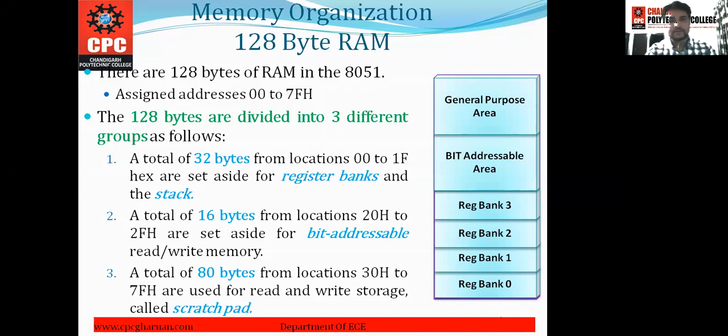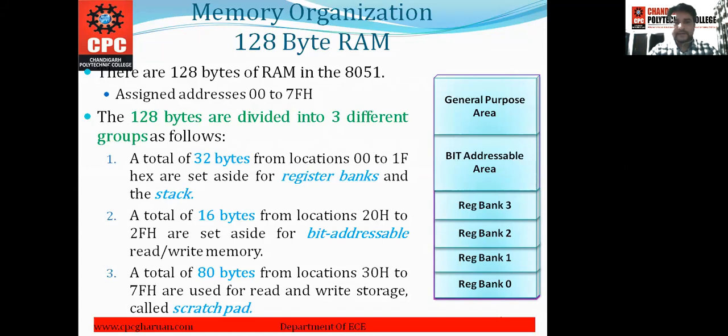As you all know, we have discussed till now the architecture and pin diagram of 8051. Now we will discuss its memory organization. First of all, we have 128 bytes of RAM for 8051. Basically, the RAM has an address range from 00 to 7FH.